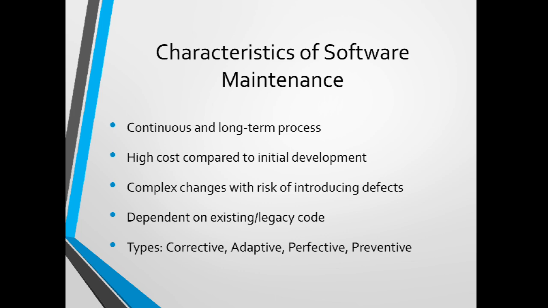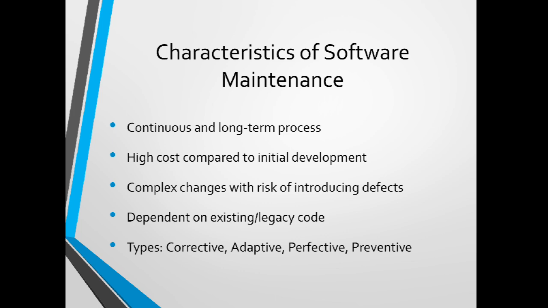Third one is perfective maintenance. This is about improving the software's performance or functionality. It involves adding new features or making the system more efficient, often based on user feedback. For instance, adding a new dark mode to a mobile app or optimizing a database query to make a report run faster.